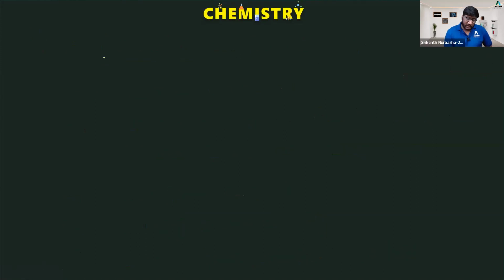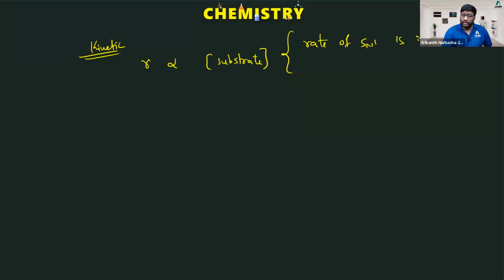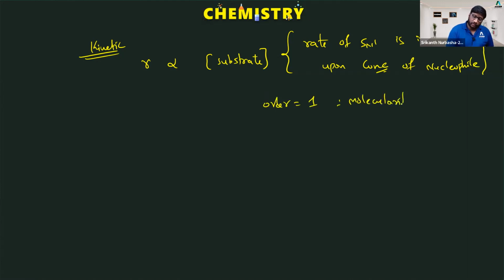Also, the kinetics: if you study, the rate is directly proportional to the concentration of substrate only. The rate of SN1 is independent of the concentration of the nucleophile. That is the kinetics. So the order is equal to 1. The molecularity of this reaction is also equal to 1.